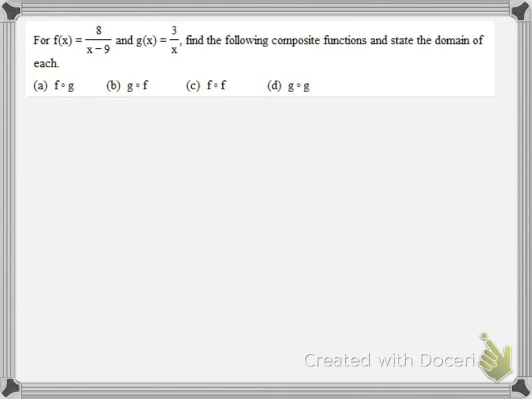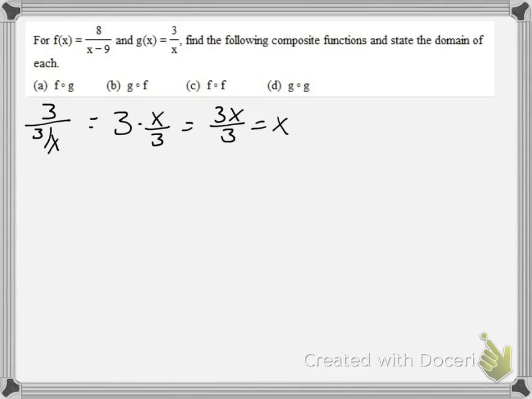Okay, last one, g of g of x. So we have g of x is 3 over x, but instead of x, we're plugging in 3 over x. So again, we flip our denominator upside down and multiply. So we have 3x over 3, which is x. This one was a lot simpler, which was kind of nice. So now we need to worry about the domain.